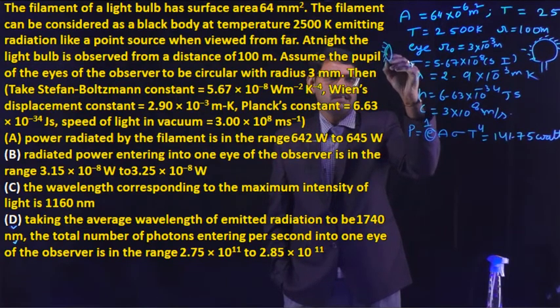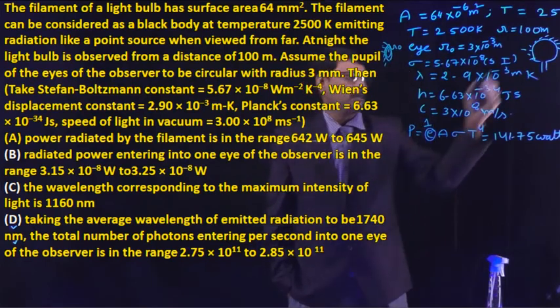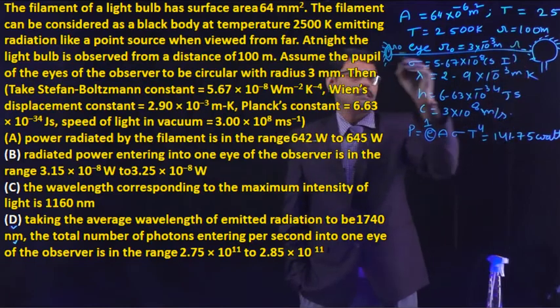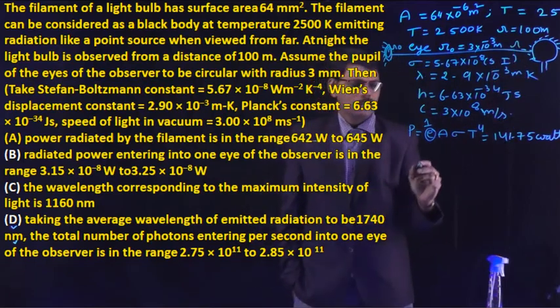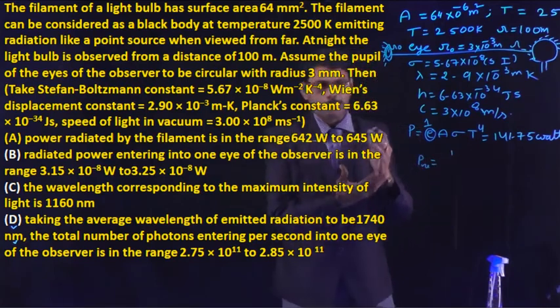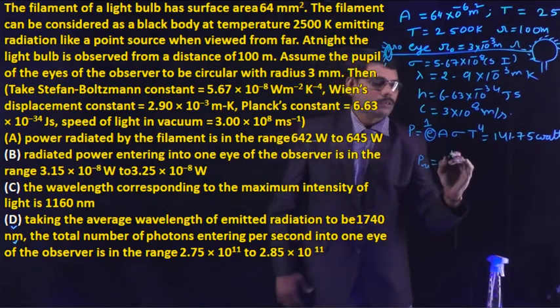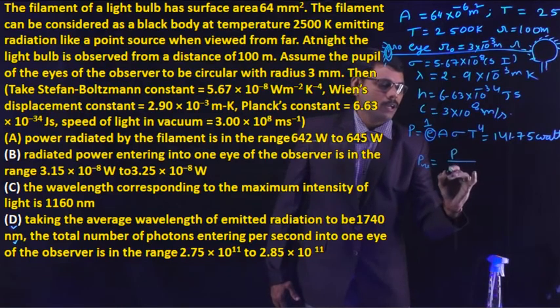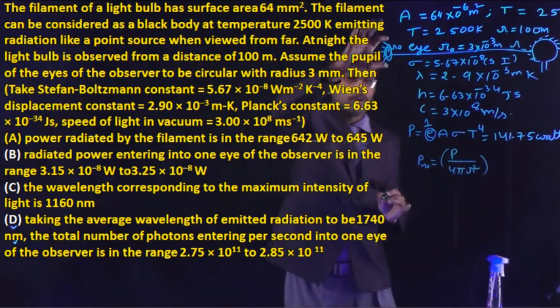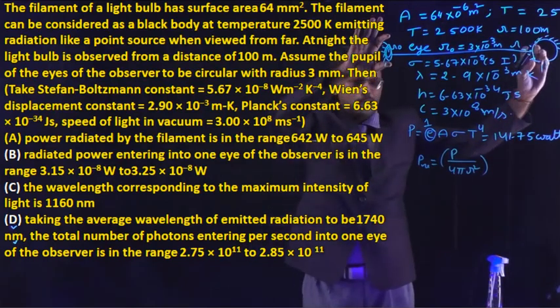So it enters into the eye having radius R naught. Then light travels all the way. This distance is R and this is R naught. Then power received by the eye is equal to power intensity, power per unit area, into area. So intensity means power per unit area. This is the intensity of light at the position of the man. This is the power radiated by the bulb.